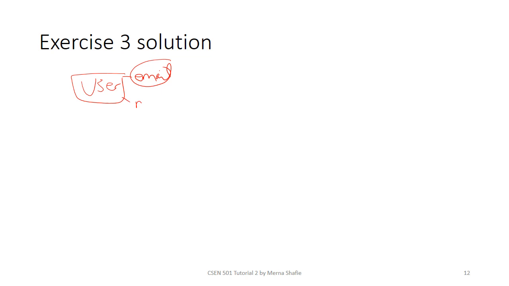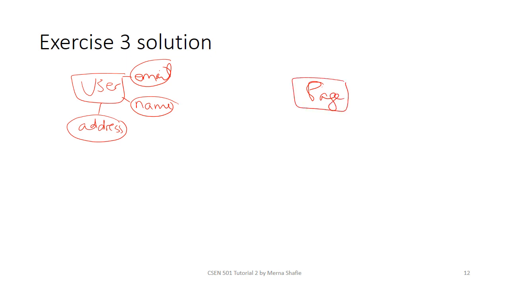The attributes of the user are email, name, and address. Okay, and we have the course page, or just page, which is another entity. Its attributes are code and name.